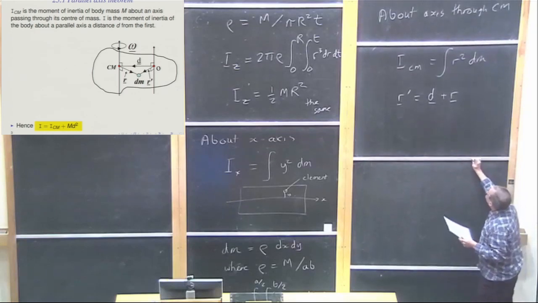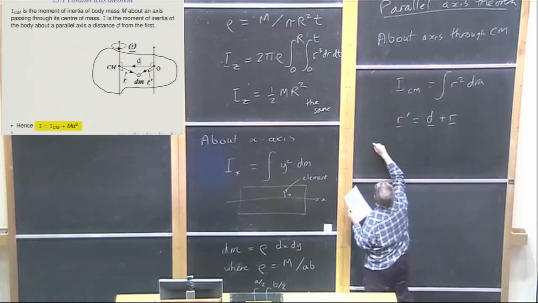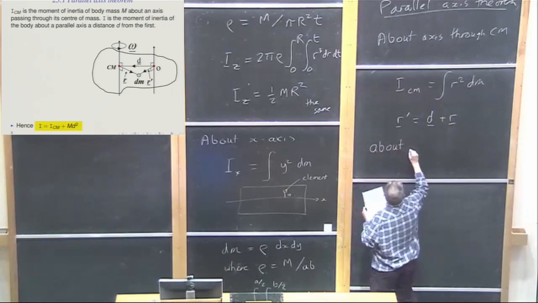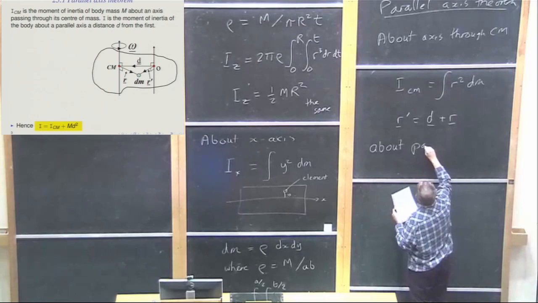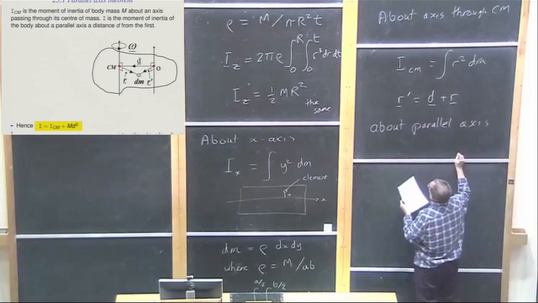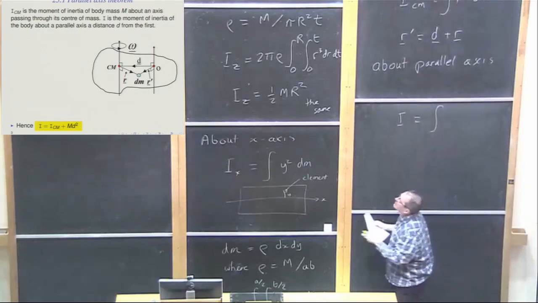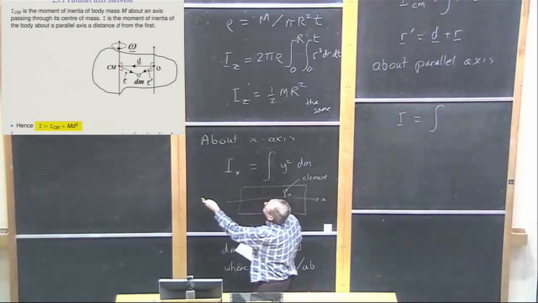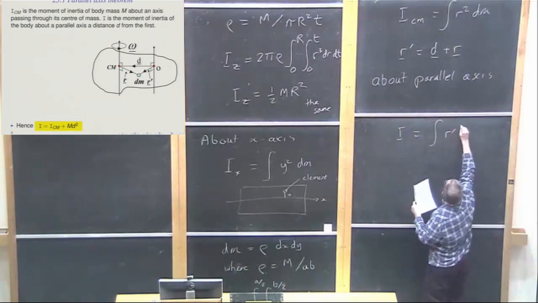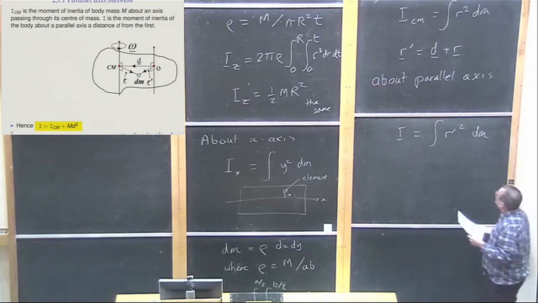Let's square this because, well, let's not square it yet. Let's justify why we would be interested in squaring it. So let's ask ourselves what is the moment of inertia about the parallel axis. So about the parallel axis, we have I is the integral. Again, we consider this mass element, and this is a perpendicular distance r primed away. So this is r primed squared dm. Okay.